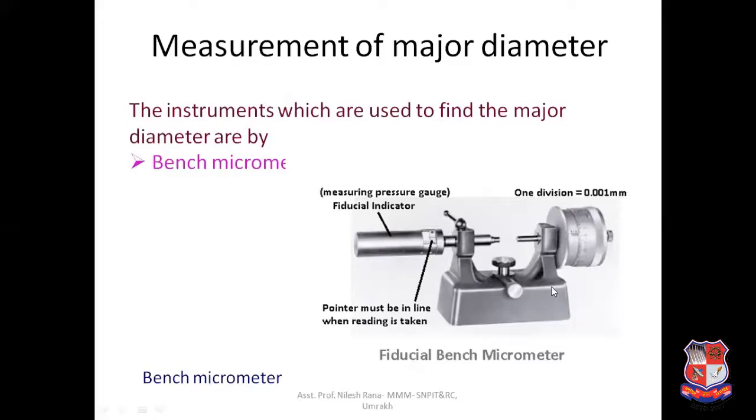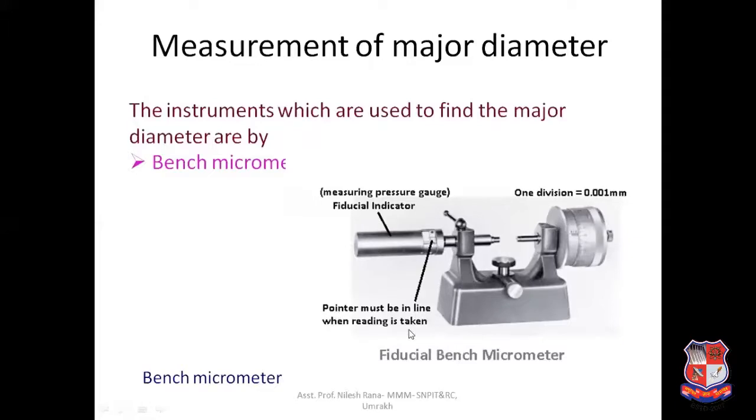In this figure, this is the measuring pressure gauge. There is a pressure indicator, which will indicate the pressure. This is the micrometer drum. The accuracy of the micrometer is 0.001 mm. The pointer must be in line when the reading is taken. Make sure of this condition, that the pointer must be in line when the reading is taken.